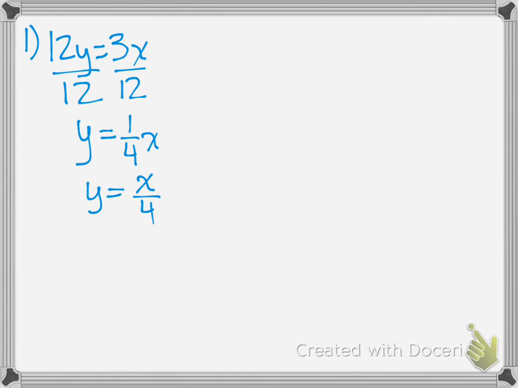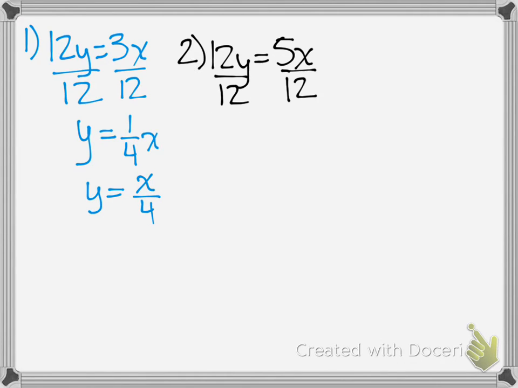Number 2. Same thing. We've got 12y equals 5x. Again, to get y by itself, we divide by 12. Will this one reduce? No. 5/12 x, or you could leave it as 5x over 12.